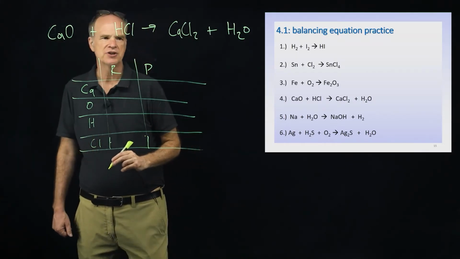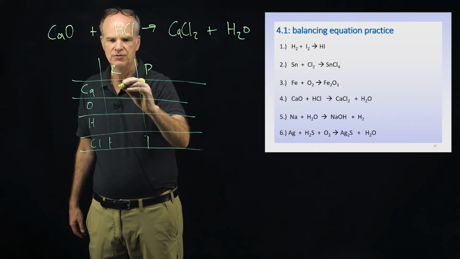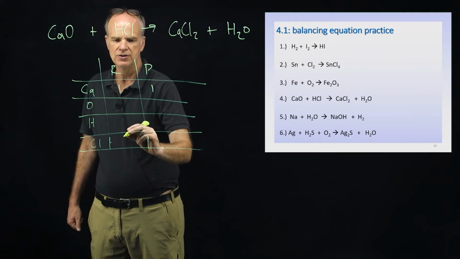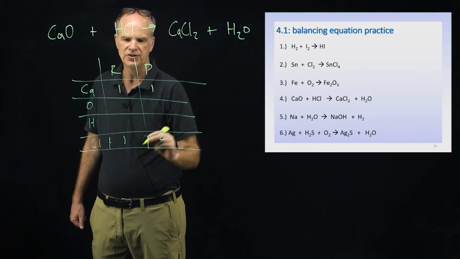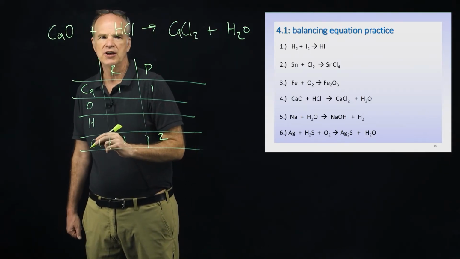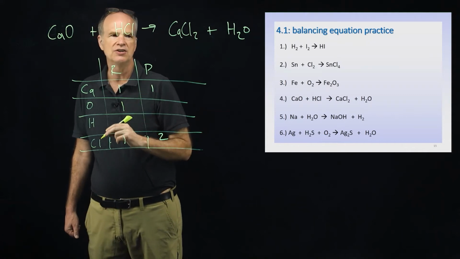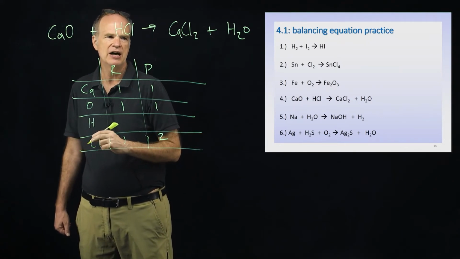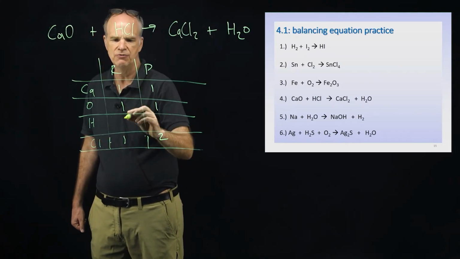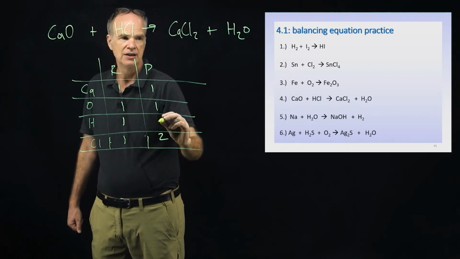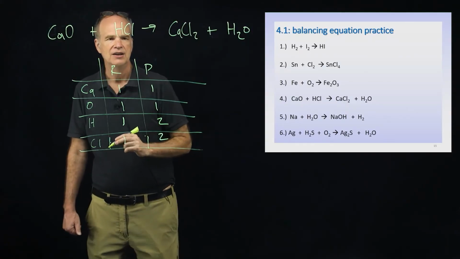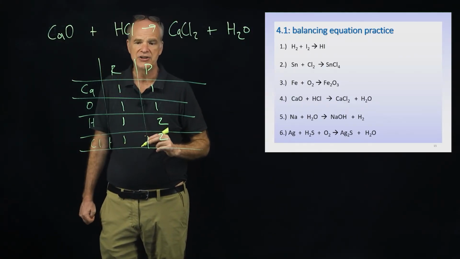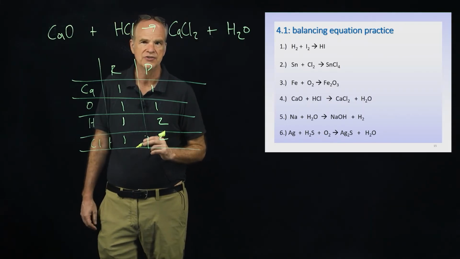So let's just do an initial count. I'll try to do this more fast. Looks like 1 calcium on either side, that's balanced. 1 chlorine on the left, 2 chlorines on the right. It looks like we have 1 oxygen on the left and 1 on the right, so that's balanced. How about hydrogens? Well, it looks like we have 1 on the left and 2 on the right. So calciums and oxygens are balanced, so we need to balance hydrogens and chlorines.